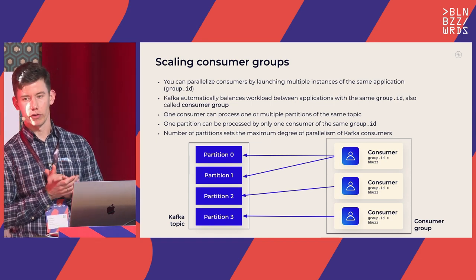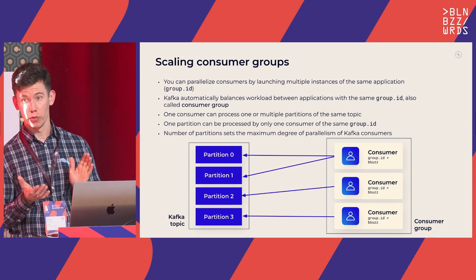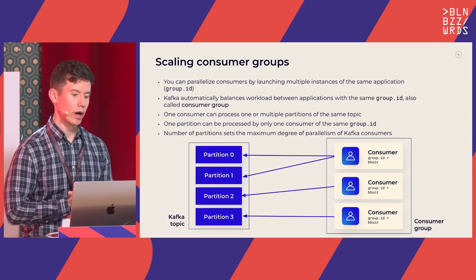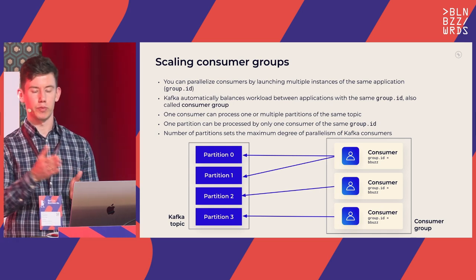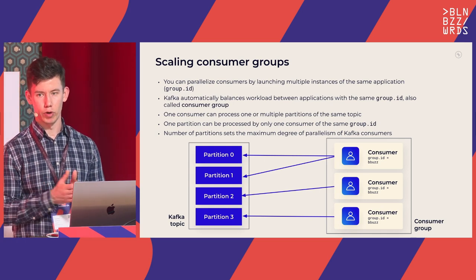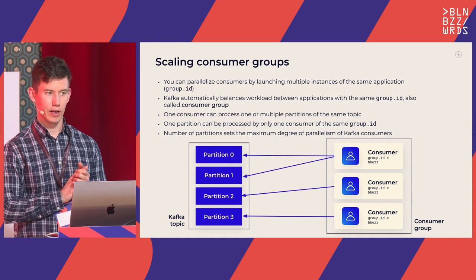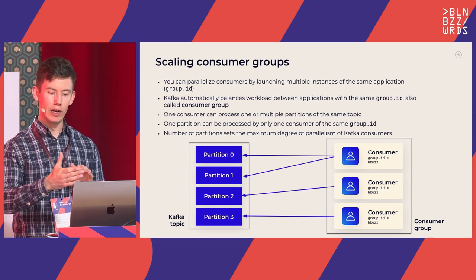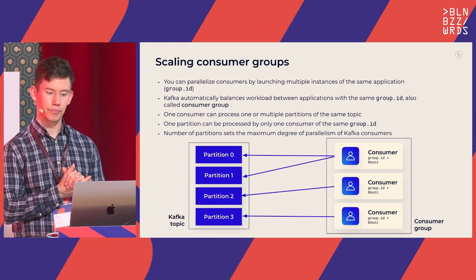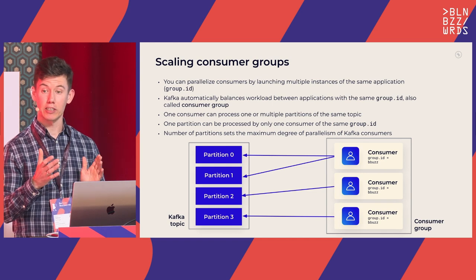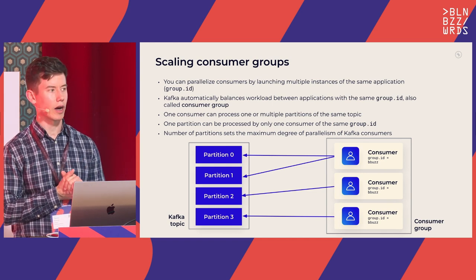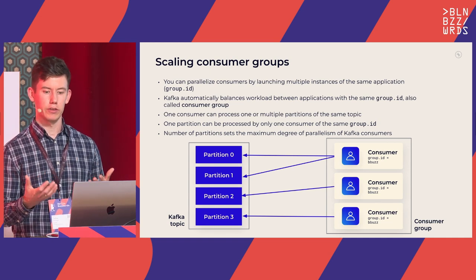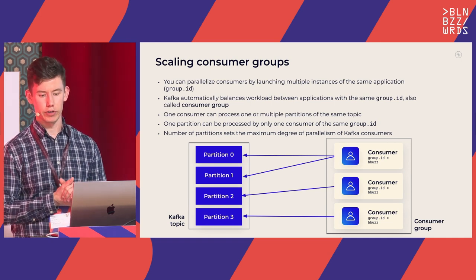One consumer can process one or multiple partitions of the same topic at the same time, while a single partition can be processed by only one consumer of a certain consumer group. That being said, the number of partitions sets the maximum degree of parallelism, so we can't have more instances in our consumer group than we have partitions.